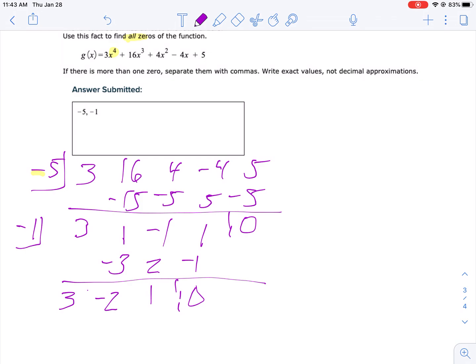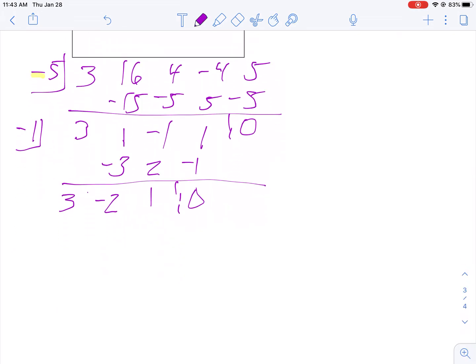Now remember, this is the depressed polynomial I talked about in the seminar. You started with x to the 4th power. So when you found the first answer, that was x cubed. When I found this one, this was x squared. So now you've got 3x squared minus 2x plus 1. We know that equals 0. You can't factor this. You could try, but it won't factor.